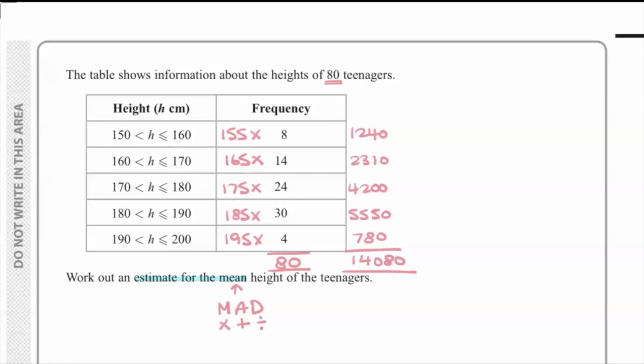The biggest mistake I see people do is divide by the number of rows. The number of rows are just the table. It's nothing to do with the actual problem. So that is where a lot of people will go wrong. So make sure you add your frequency. And then the last step is to divide to get your solution.